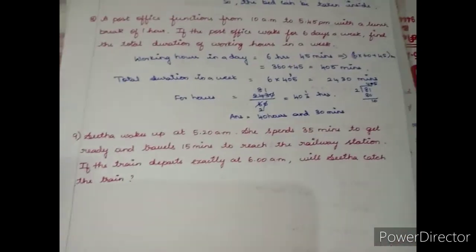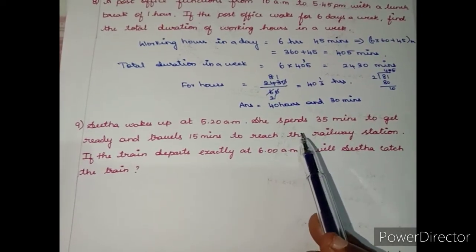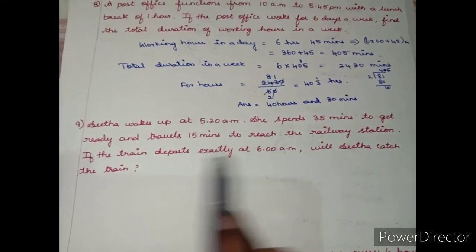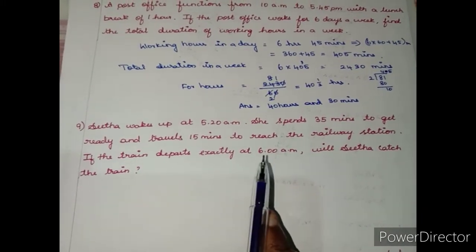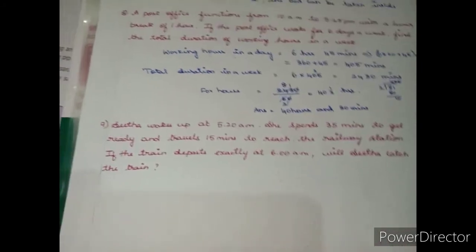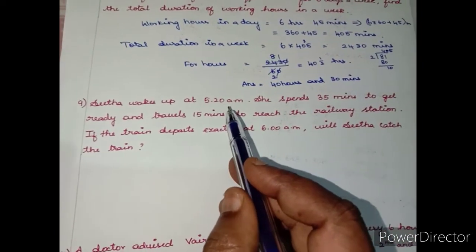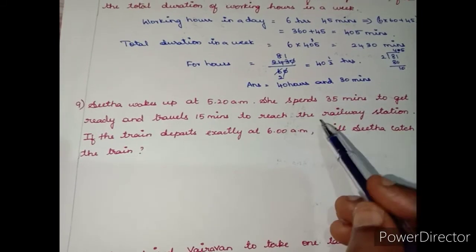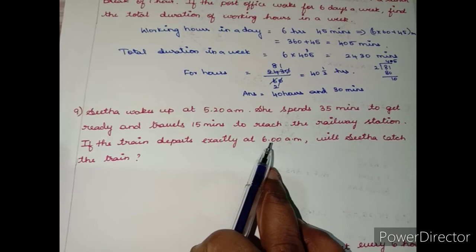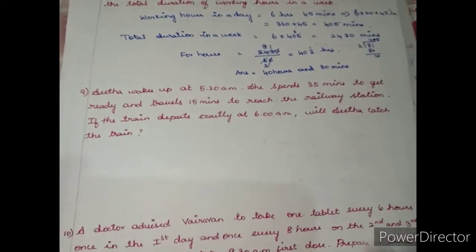Okay. So next question. Sita wakes up at 5:20 a.m. She spends 35 minutes to get ready and travels 15 minutes to reach the railway station. If the train departs exactly at 6 a.m., will Sita catch the train? So what is the waking time of Sita? It is 5 hours and 20 minutes in the morning. She is spending 35 minutes to get ready. She has to catch the train by sharp 6 a.m. So will she be able to catch the train?